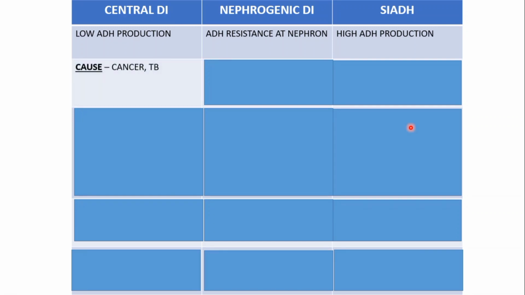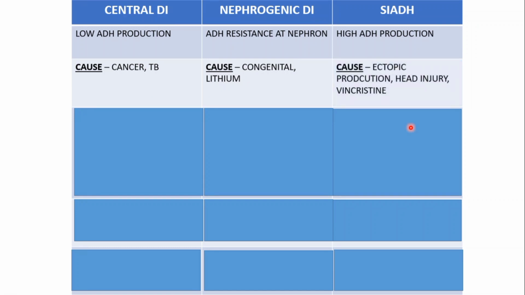Now let's see the causes. For central, it can be cancer or TB or sarcoidosis, which can infiltrate the pituitary gland and make it defective, not producing ADH. In nephrogenic, it can be congenital or the drug lithium. In SIADH, it is usually ectopic production, that is production of ADH other than the normal site. It can be coming from a lung cancer or a pancreas cancer producing ADH. Head injury and the cancer drug vincristine can cause SIADH.